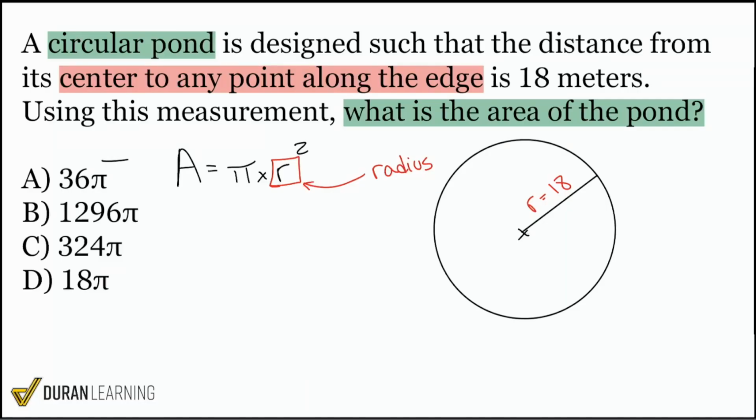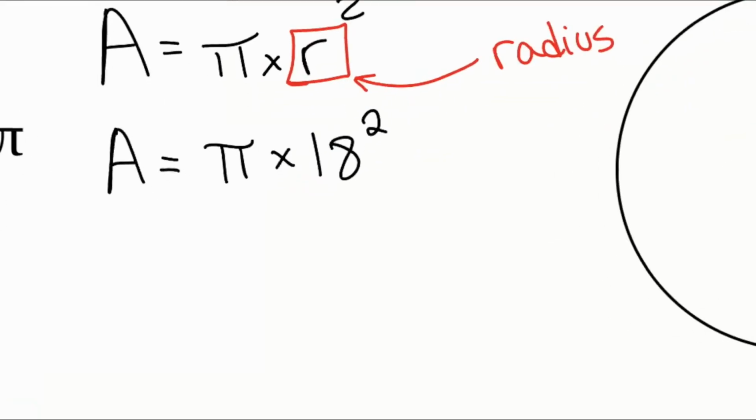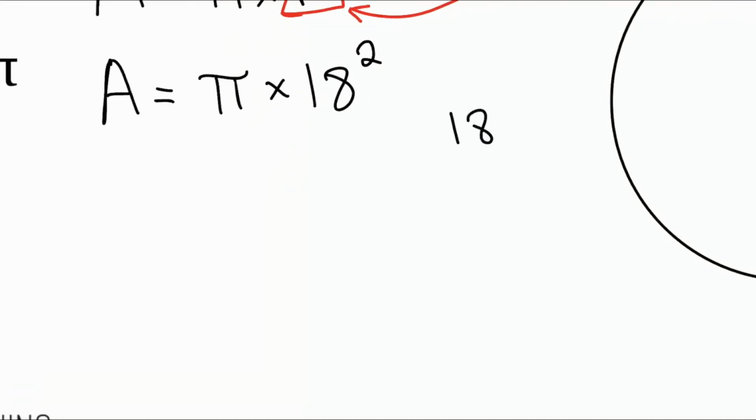And one thing I'll take note of is when you look at your choices, all of them are in terms of pi. So I'm just going to leave pi as is. So here we are. Area equals pi multiplied by the radius, which is 18 squared. So what we really need to do, rather briefly, is multiply 18 by itself. Once we have 18 squared, then we're all good to go.